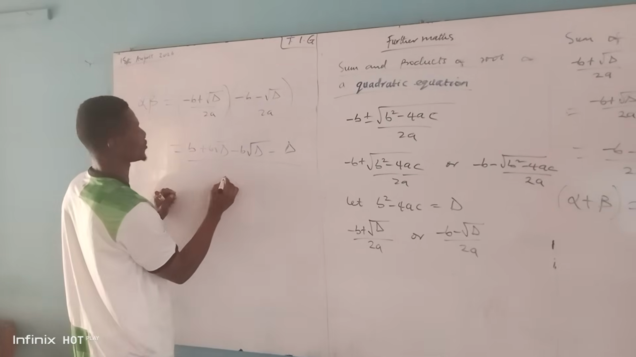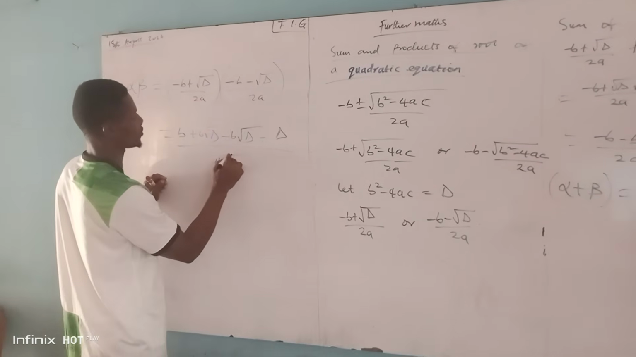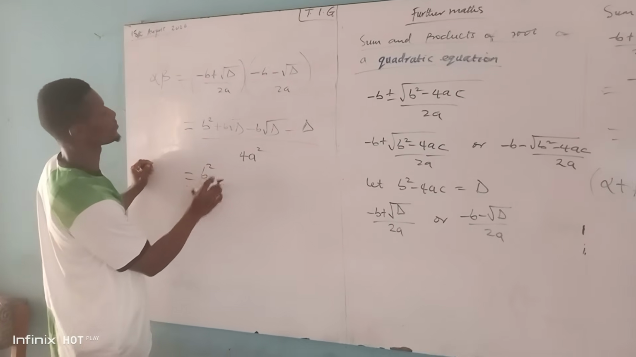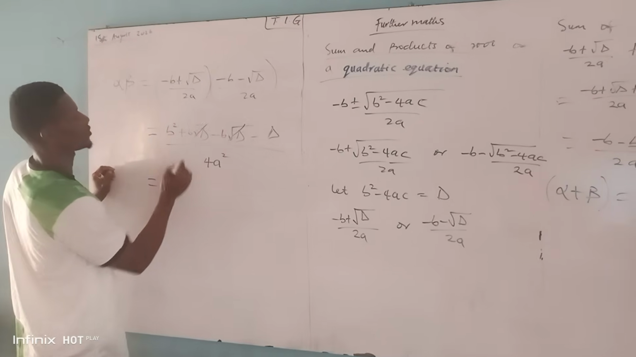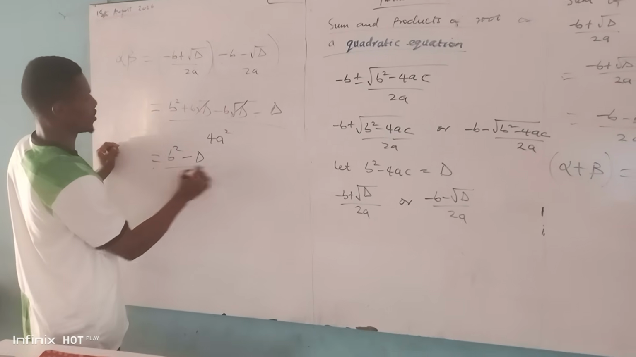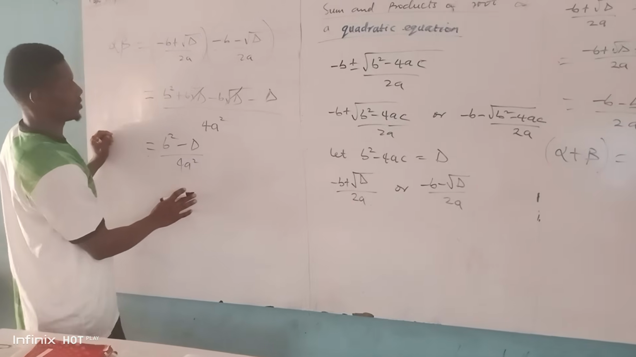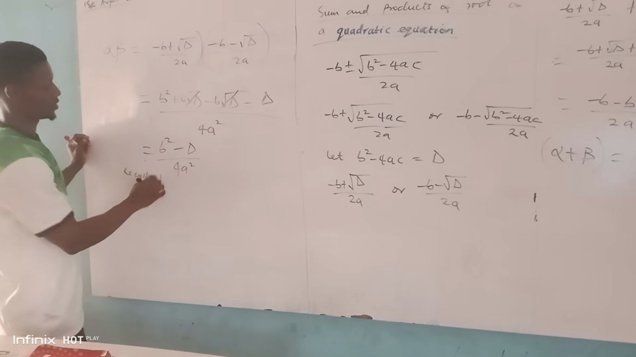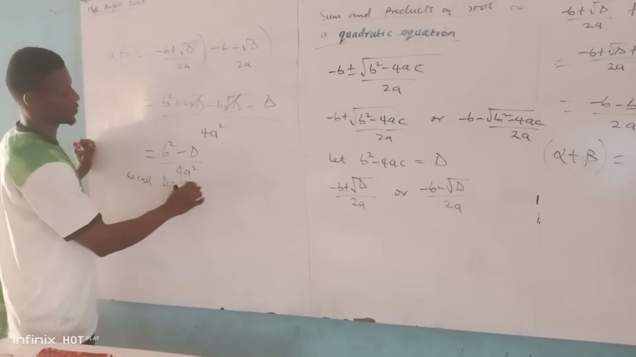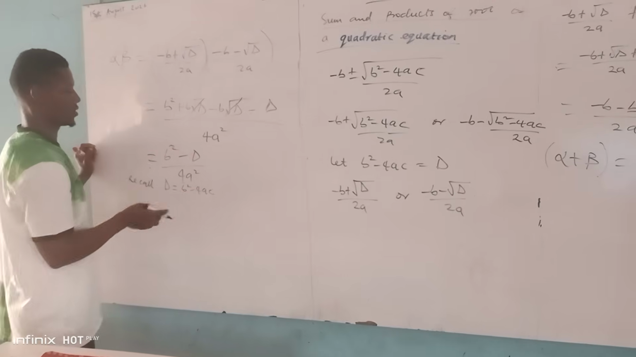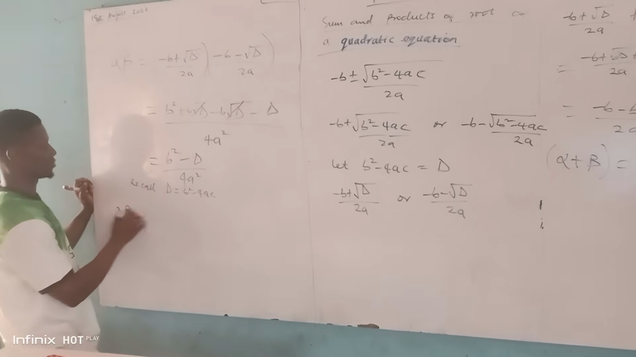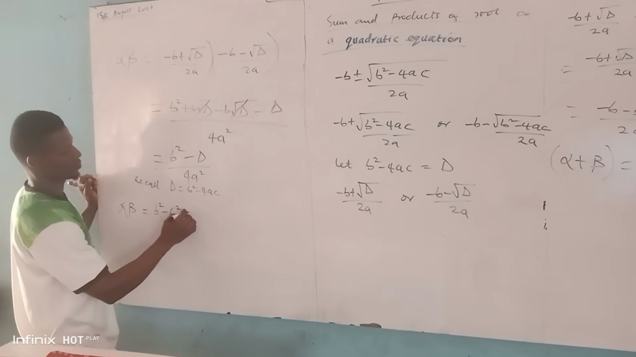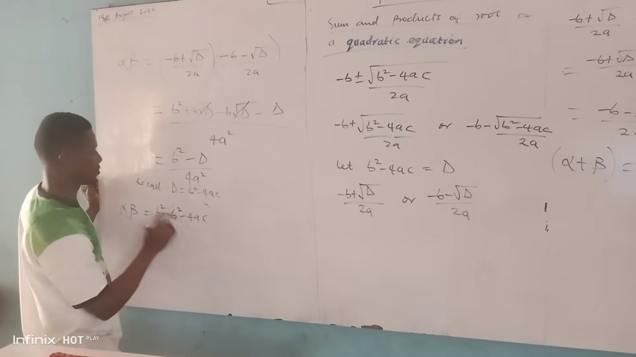All over 2a times 2a, which gives 4a squared. So when we simplify, we have b squared minus d all over 4a squared, as the middle terms cancel. Now recall that our d is equal to b squared minus 4ac. So let's substitute it here. Our alpha beta will give us b squared minus, in brackets, b squared minus 4ac, all over 4a squared.